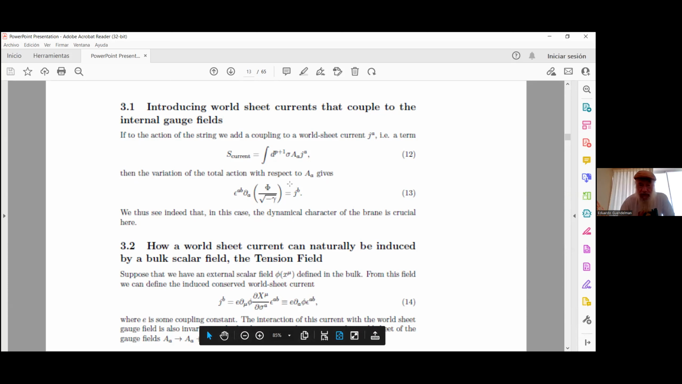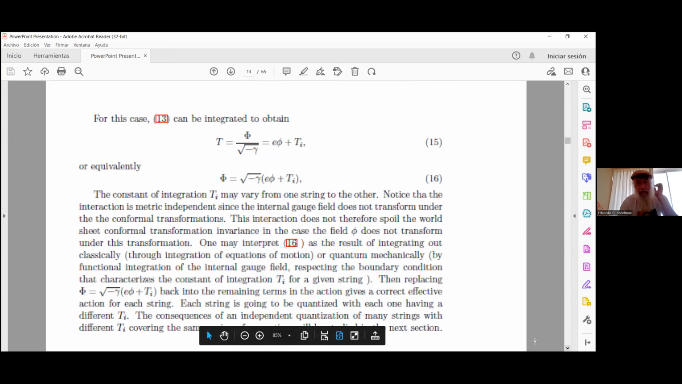When you put this back into here, you can see that you can integrate such an equation. The tension now is not this, right? But is E phi plus an integration constant. This integration constant can be different for each string. So there could be many strings with the same integration constant, another set of strings with another integration constant, and phi is a square root of minus g times E phi plus t.